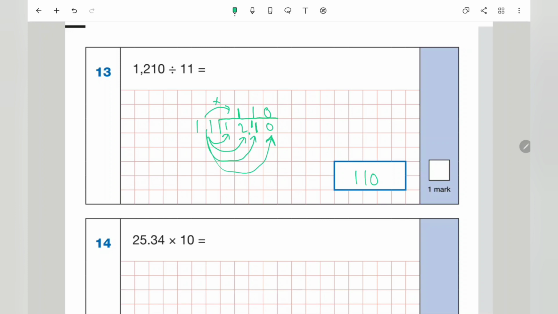And once again, it requires you to practice lots of these questions, because the more you practice, the more confident you'll be with these types of questions.